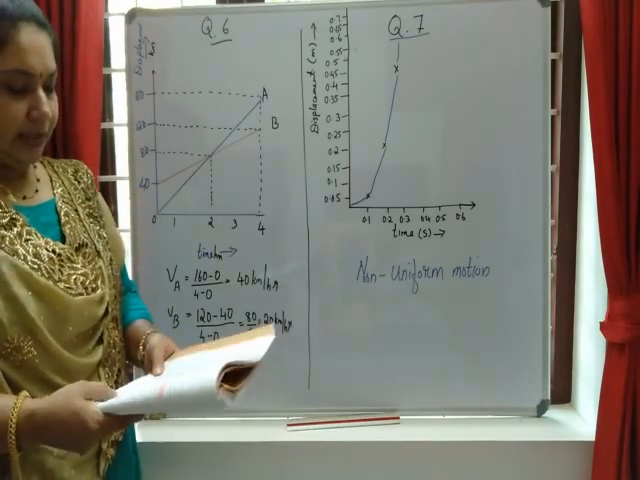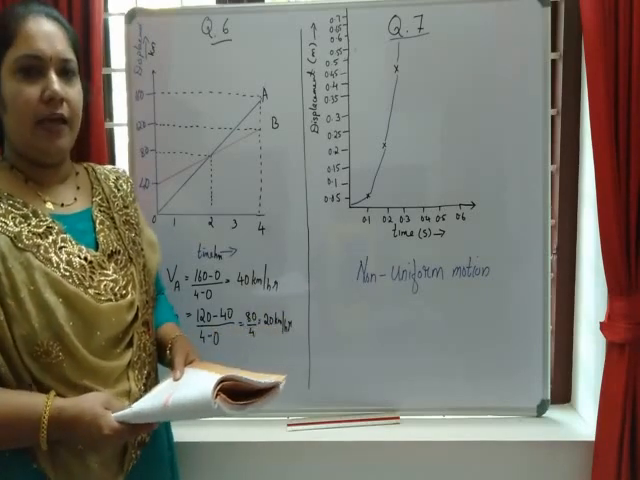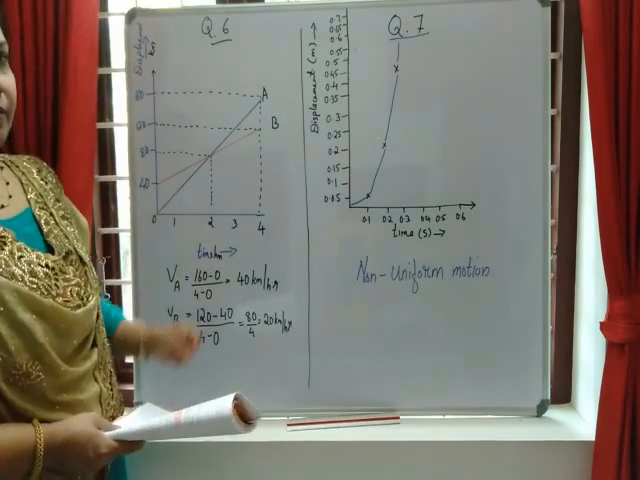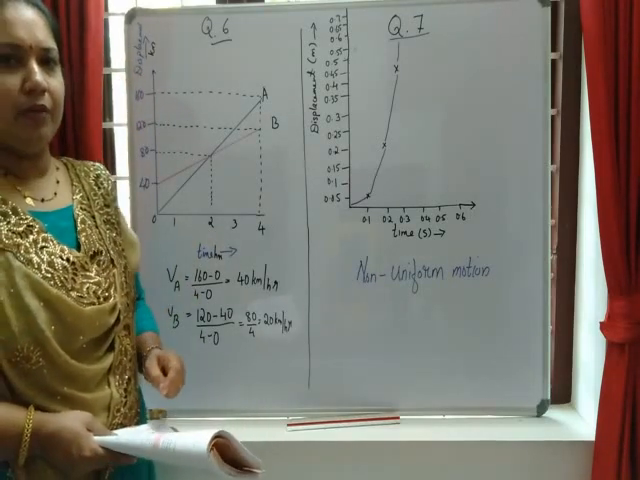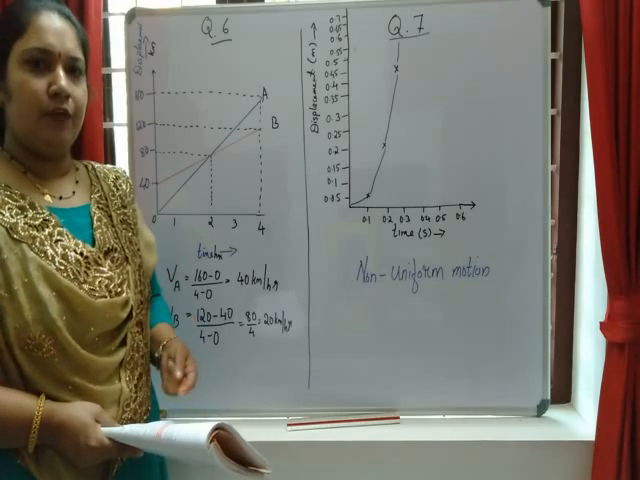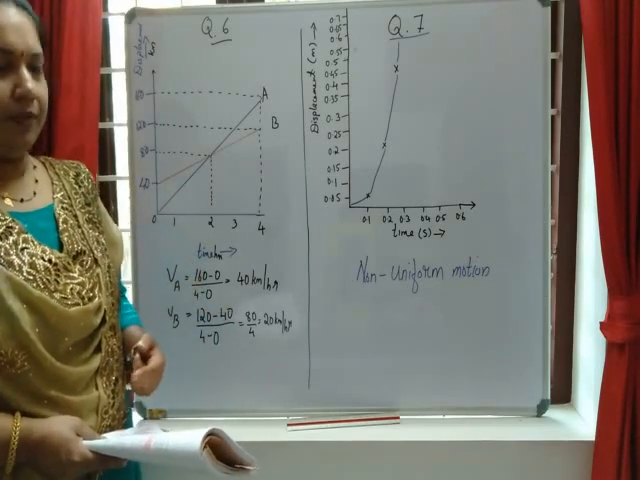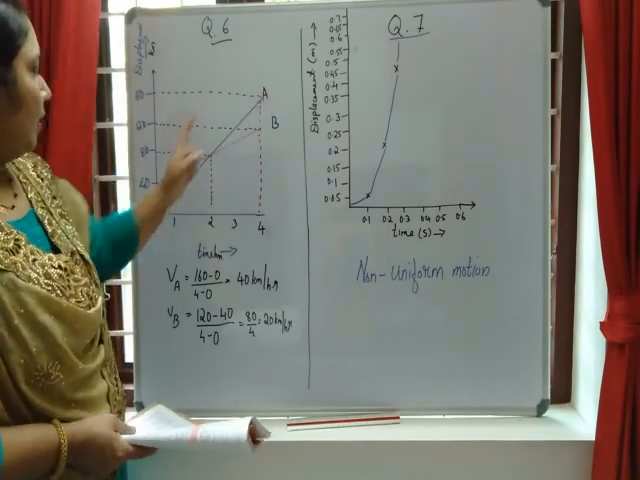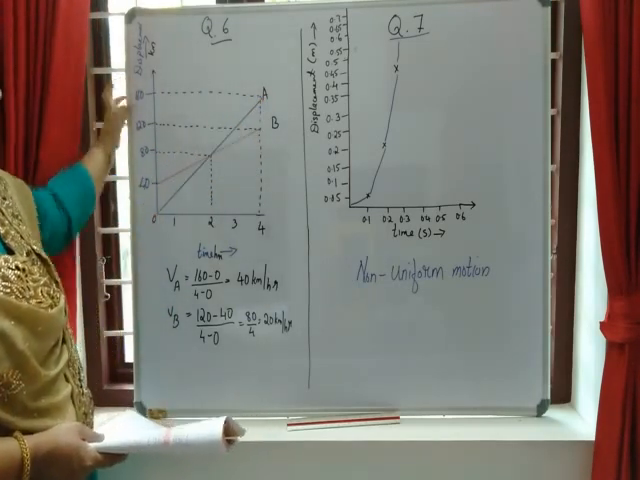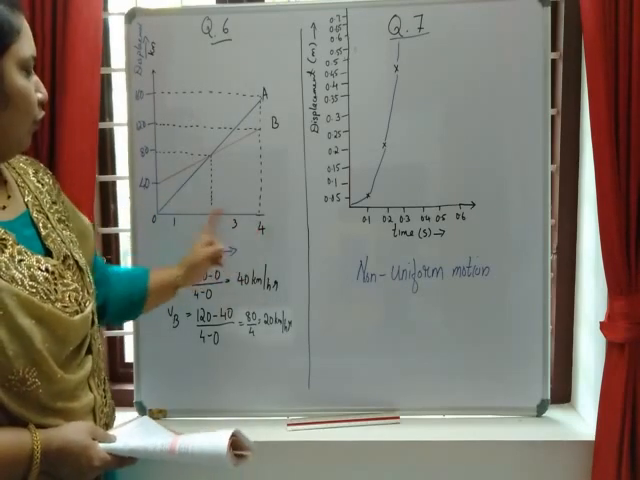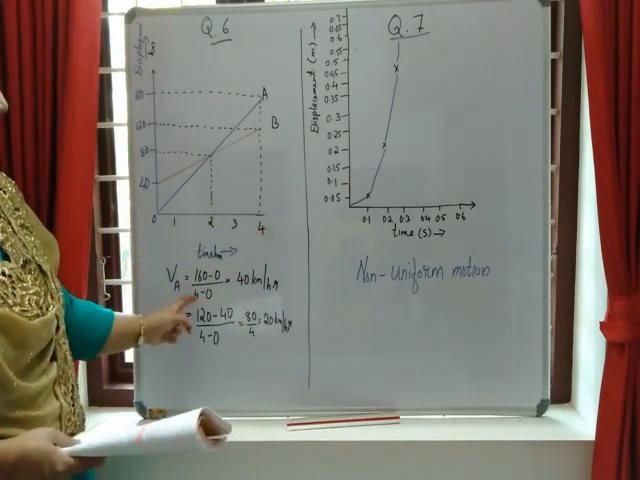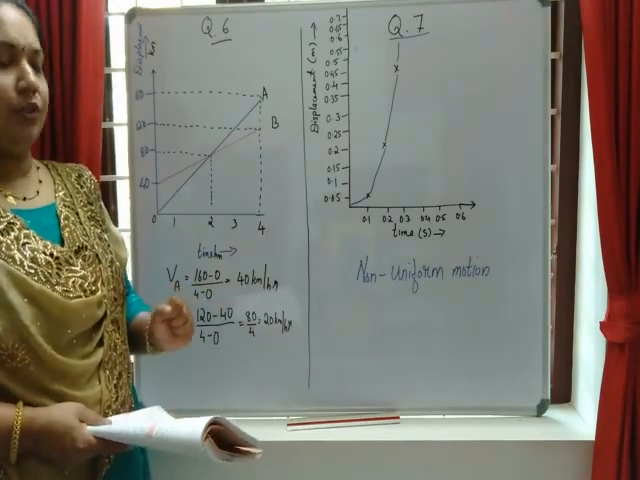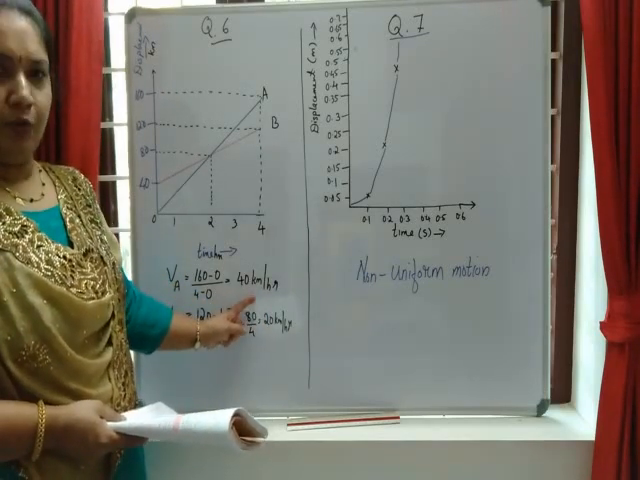Second question is calculate the velocity of car A and car B. It's a displacement time graph. Using a displacement time graph we can calculate velocity using the formula displacement by time. So velocity of car A is final displacement minus initial displacement, that is 160 minus 0, by 4 minus 0, final time minus initial time. So you will get 40 kilometer per hour. So the velocity of car A is 40 kilometer per hour.